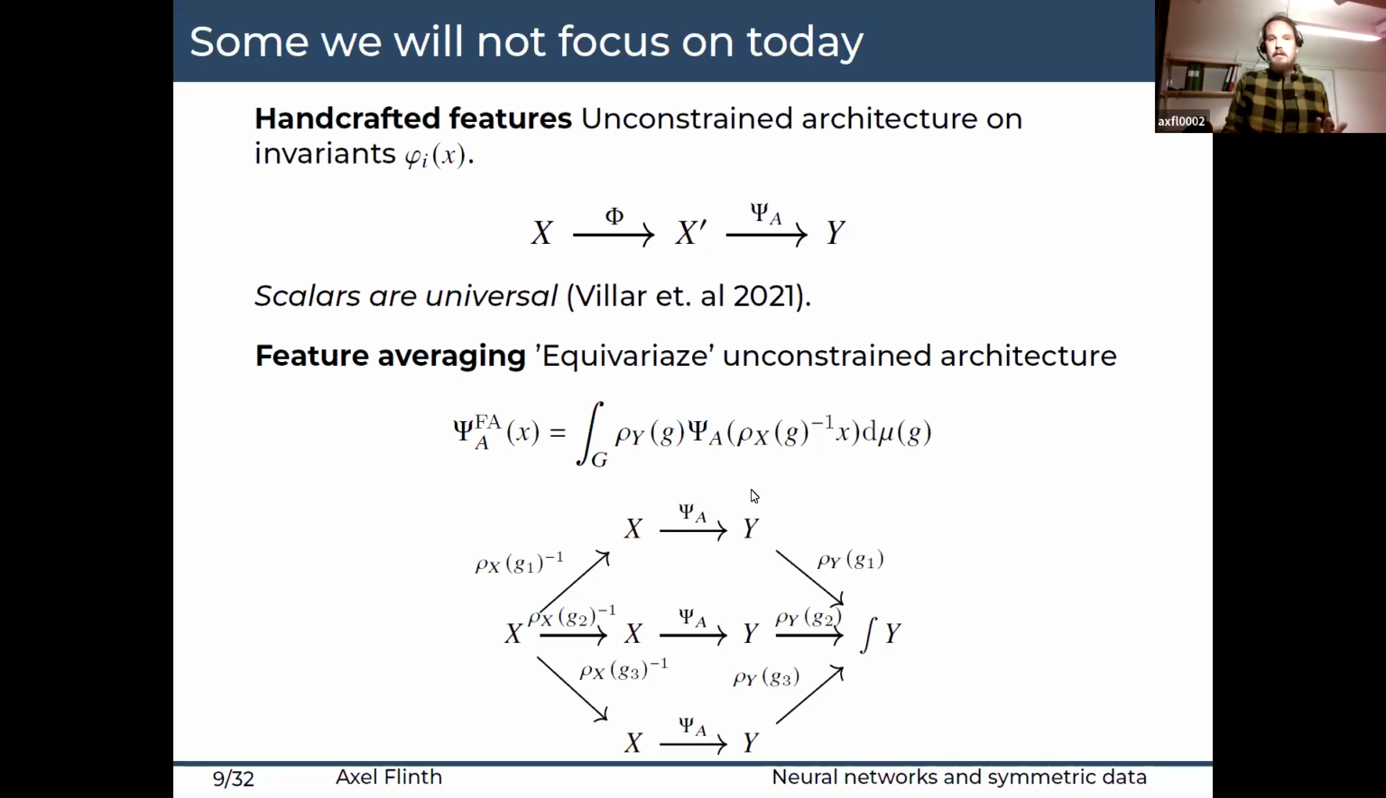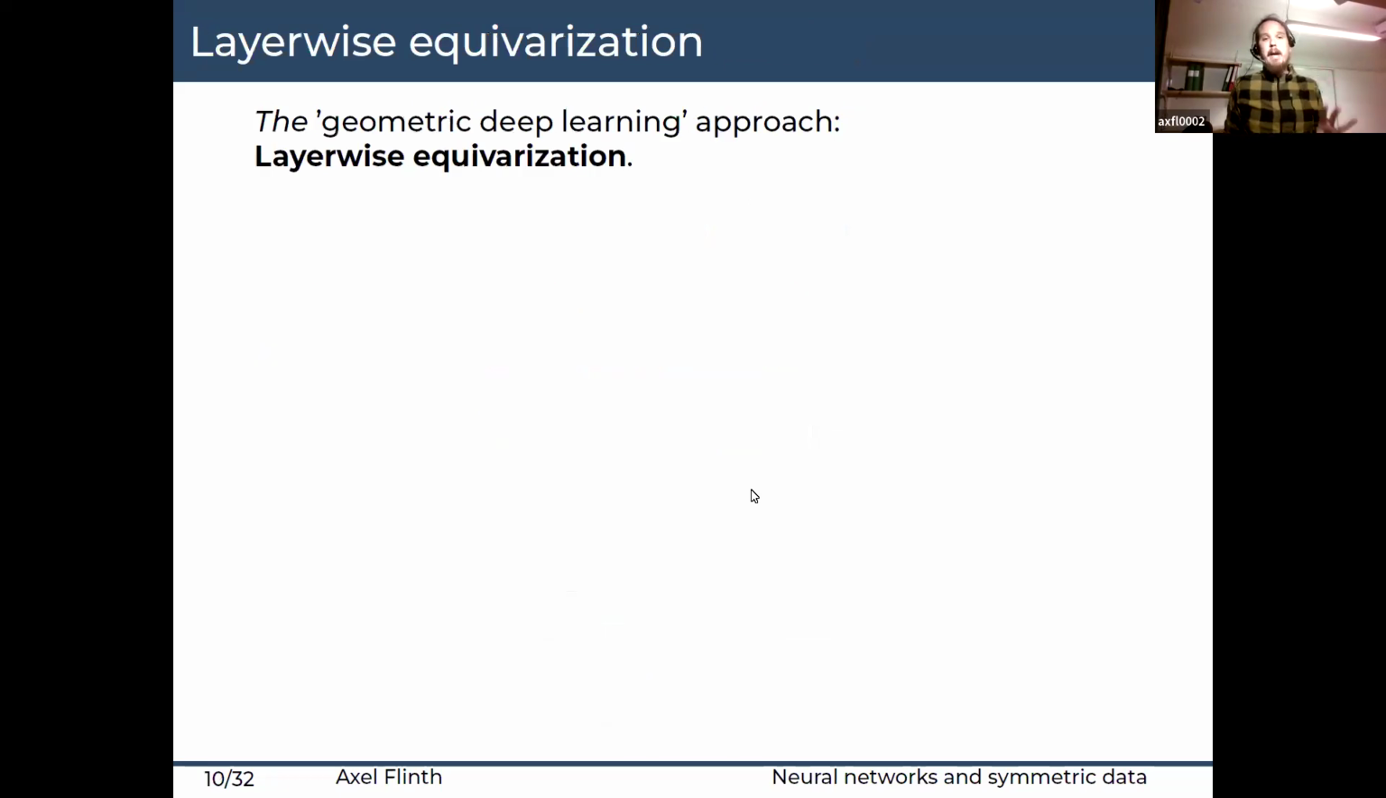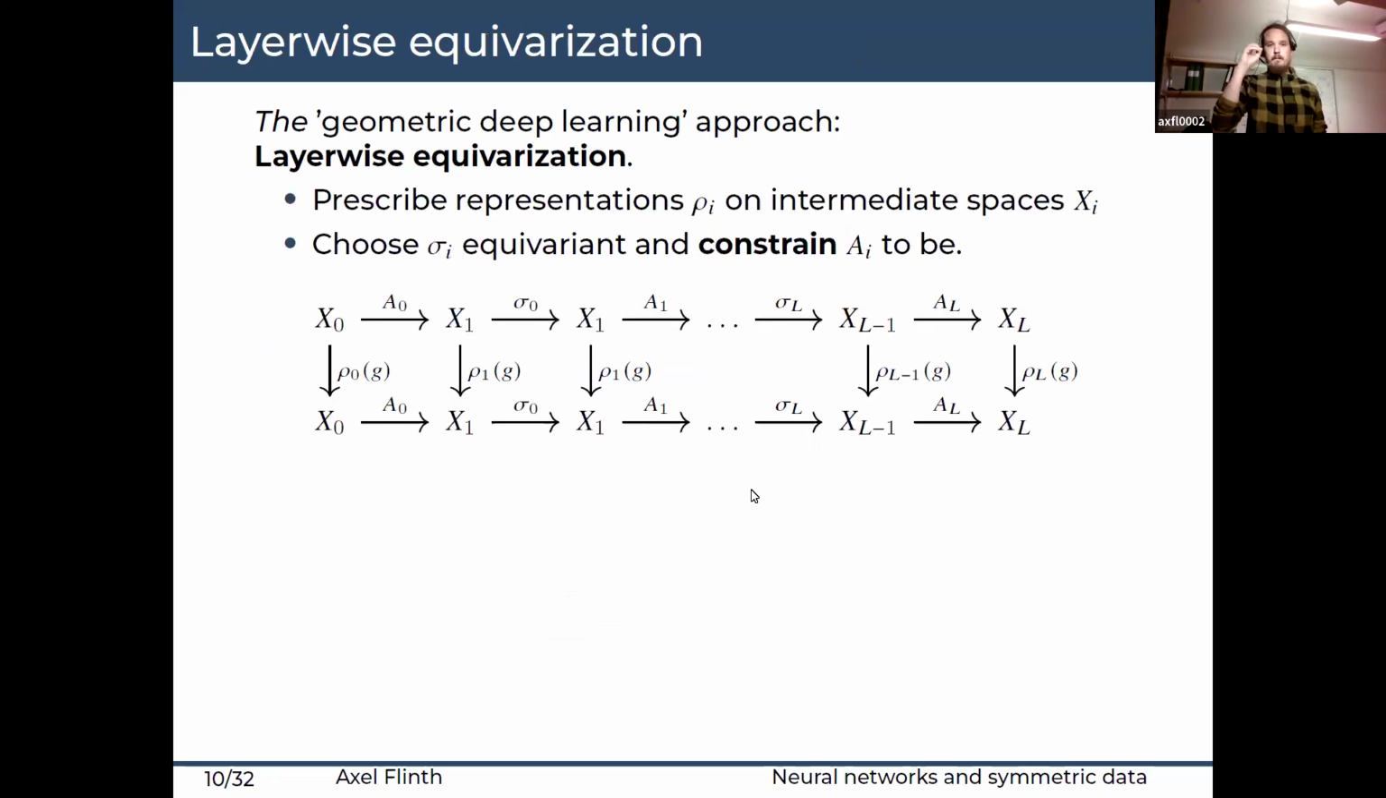Now that I've mentioned this, let me come to the main player today, the geometric learning approach, if you will, and that is to use layer-wise equivariance. What do I mean by that? On the top row here, I have my neural network, the intermediate spaces, and the linearities and non-linearities. In addition to my input representation and my output representation, I also prescribe some way that my group acts on each intermediate space.